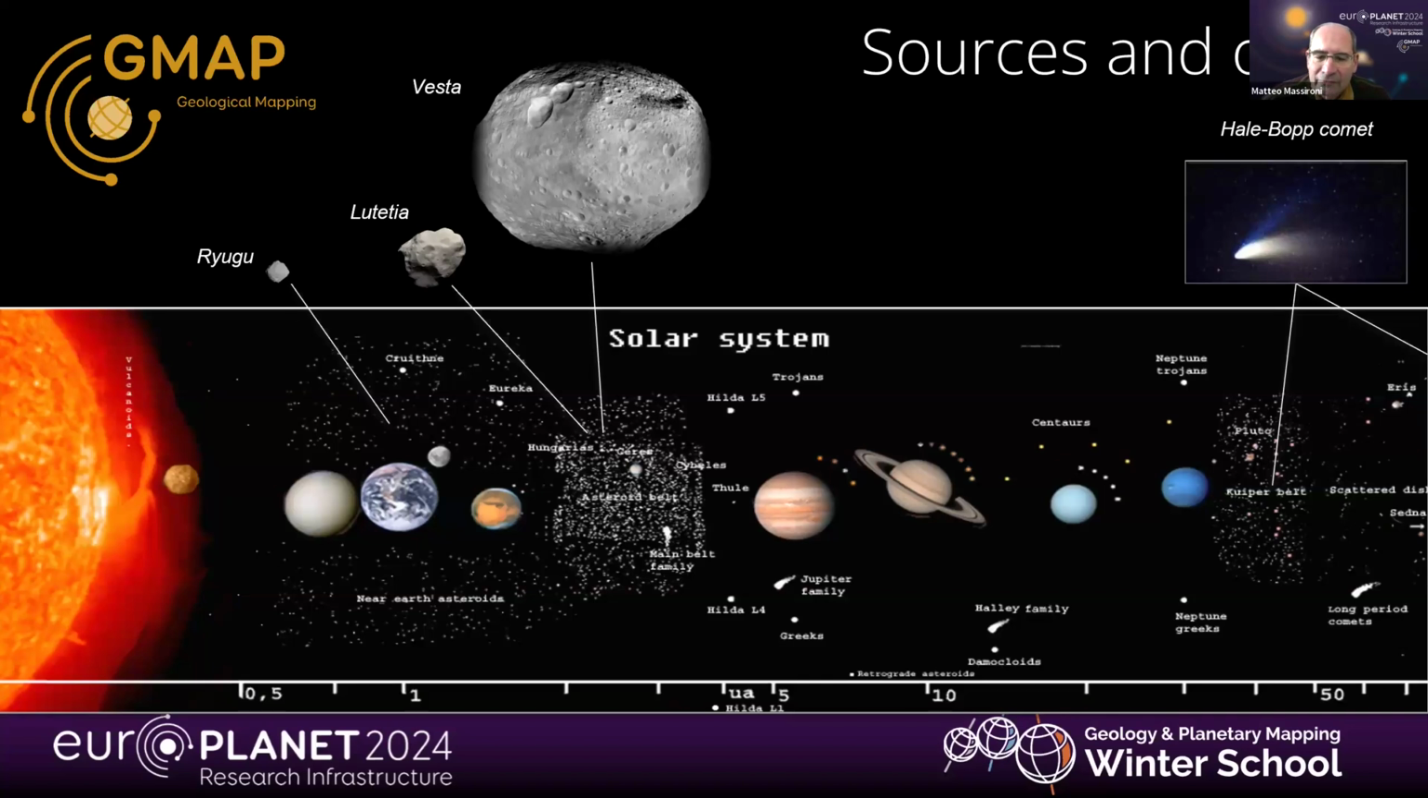Most of them are from the asteroid belt, which is a belt between 2 and more or less 3.5 astronomical units from the sun, so from 2 to 3 times the distance between the Earth and the sun, and most of them are in this asteroid belt. We have seen already Vesta, that is there, and many others.